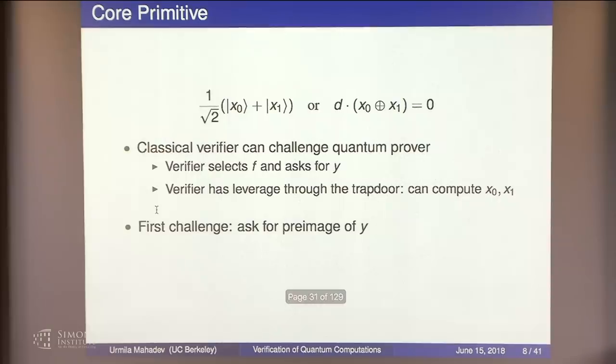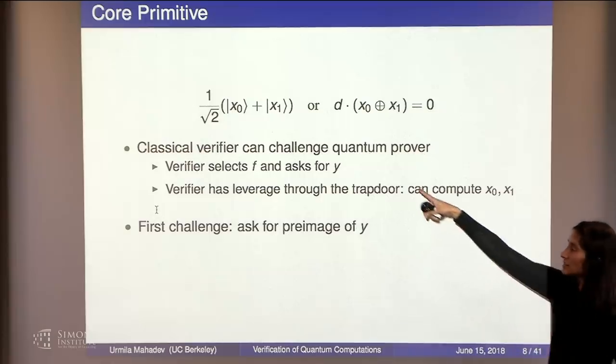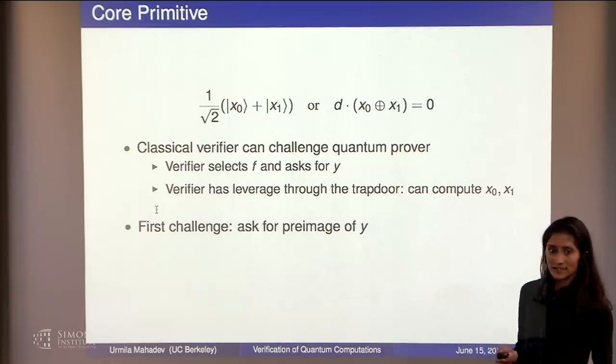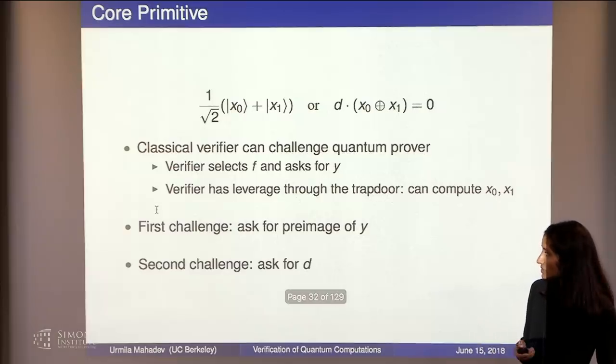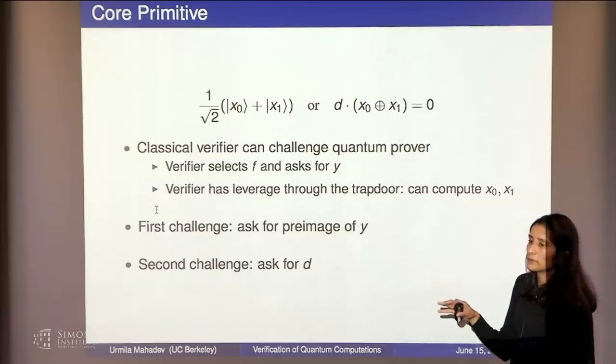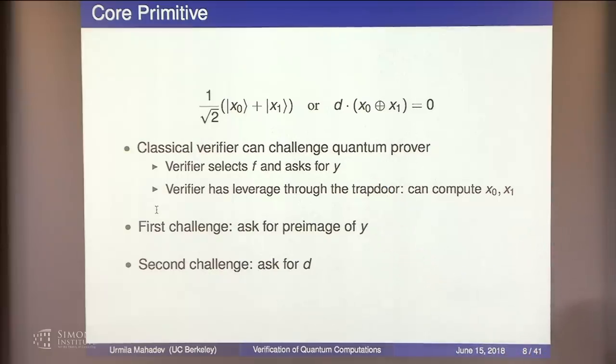Given this leverage, the verifier can test the prover in one of two ways. In the first challenge, he just asks for a pre-image of y. If the prover behaved honestly, then he has this superposition, and he can measure the state in the standard basis and report, and he'll hold either x0 or x1, so he'll pass the test. In the second challenge, he can ask for d, the string d that satisfies that linear equation. And again, if the prover behaved honestly, this is possible.